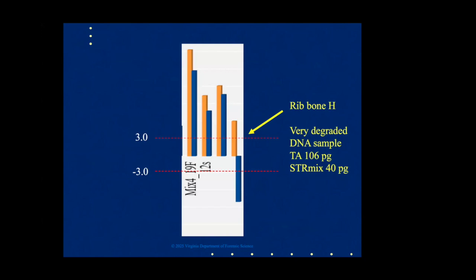This is just a blow up of the histogram for mix 419F. And you can see for the other contributor log LRs, again, STRmix is in orange, TrueAllele is in blue, their values aren't that different. But the one lower template sample, which is rib bone H, STRmix came back with 1 million times more likely. TrueAllele was almost 1 billion times less likely. It's a very degraded DNA sample, TrueAllele estimated at about 106 picograms, and STRmix at about 40 picograms. Okay, next slide.